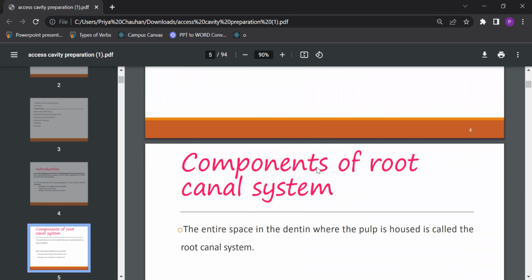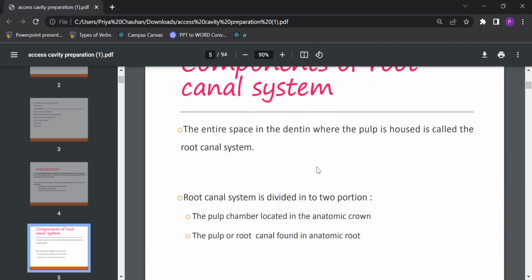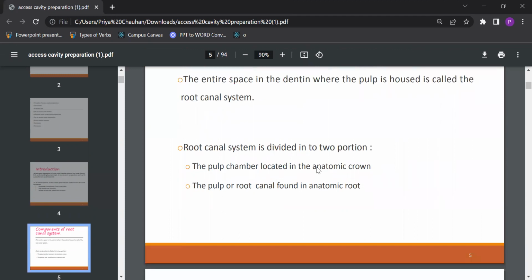Next one is components of the root canal system. The entire space in the dentine where the pulp is housed is called the root canal system. The root canal system is divided into two portions. First, the pulp chamber located in the anatomical crown. Second, the pulp or root canal found in the anatomical root.